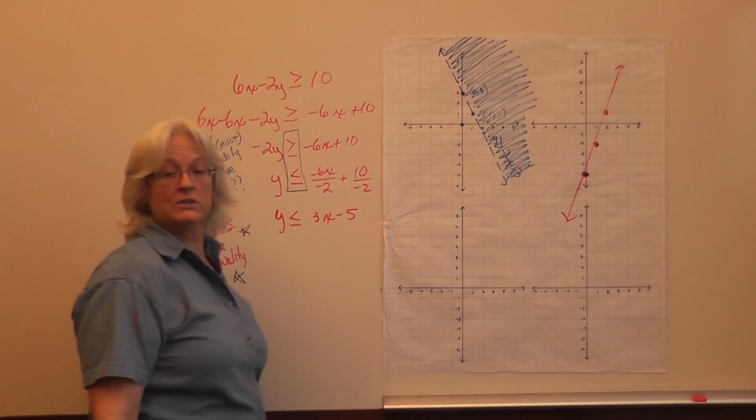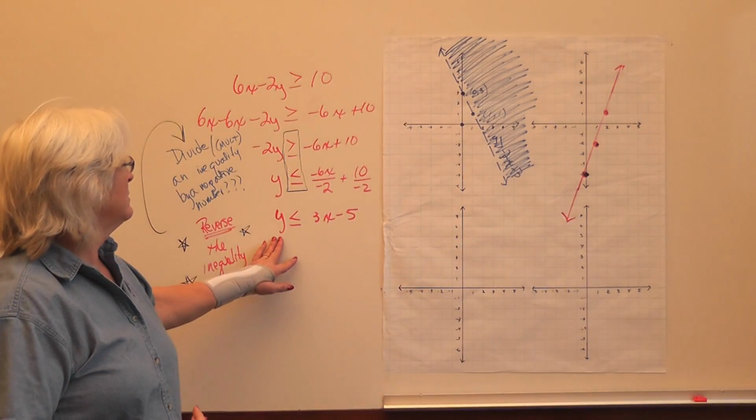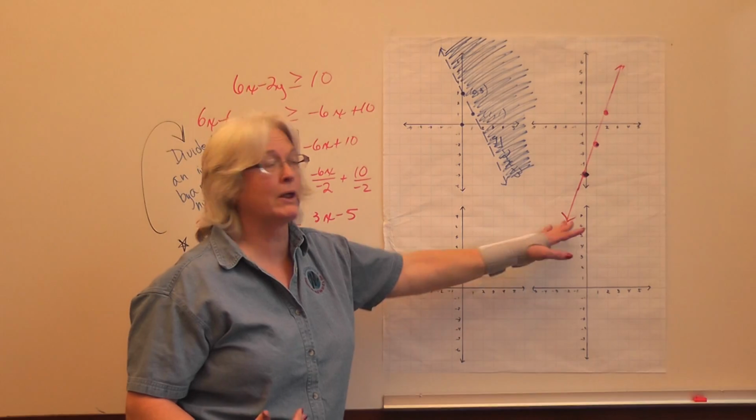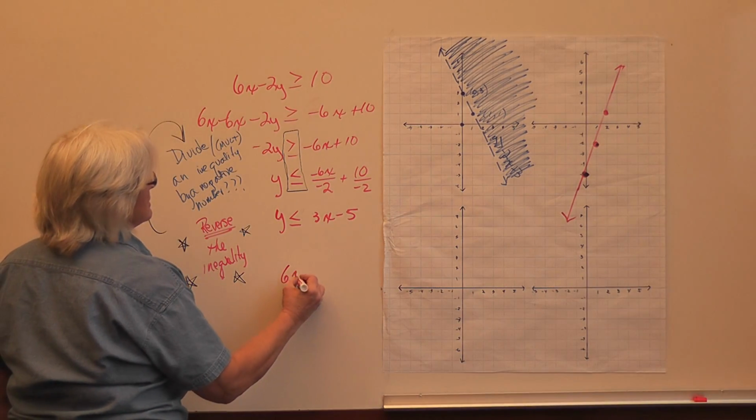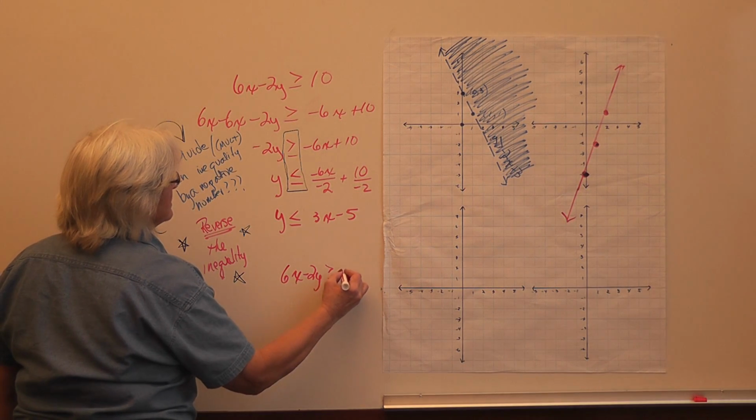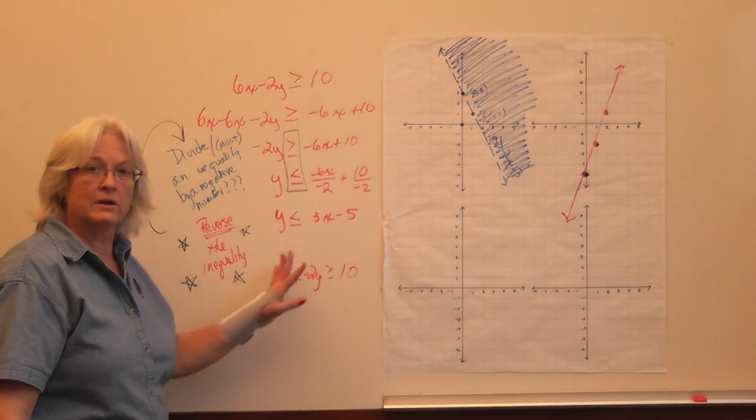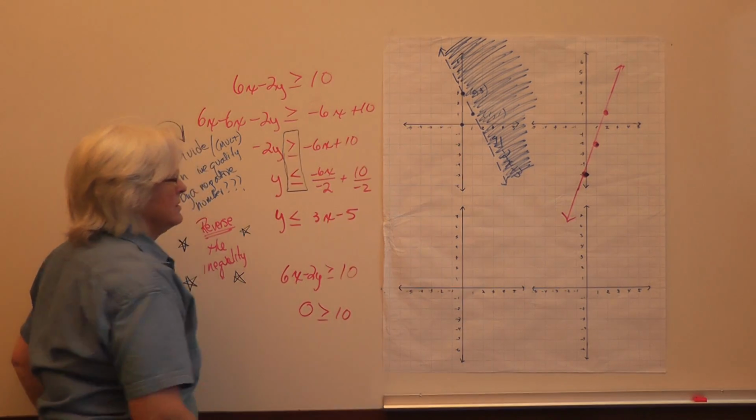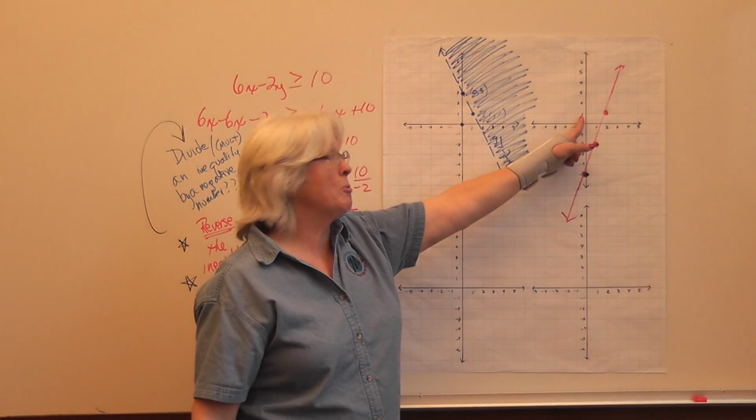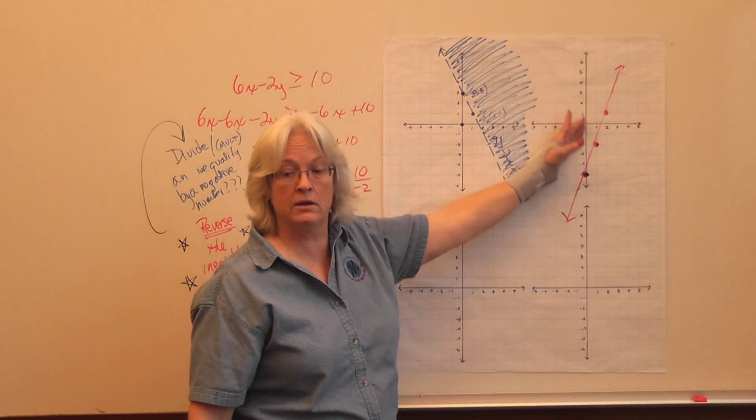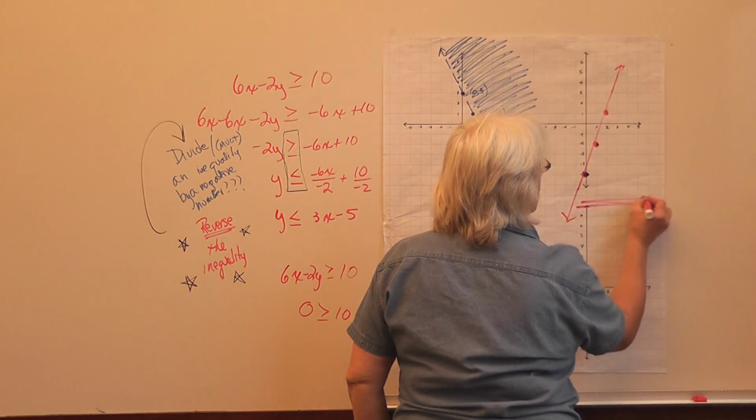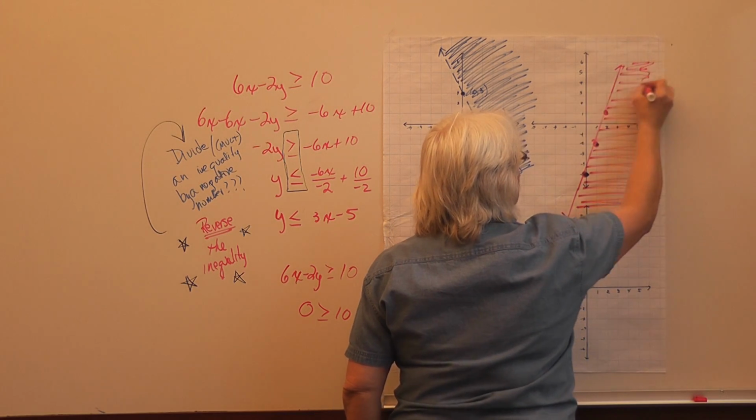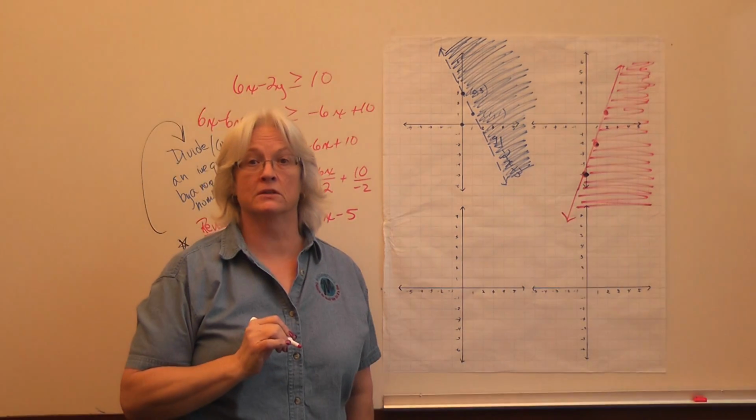Now how do we know which side of this graph we're going to shade? You pick a test point, plug that test point into the original equation, and see what happens. What's my original equation? 6x minus 2y is greater than or equal to 10. What's going to happen when I plug zeros in? I'm going to end up with 0. Is 0 greater than or equal to 10? No way. 0 is less than 10, so nothing on that side fulfills the solution. That means all the rest of the plane on the other side, that right there, is a part of the solution.